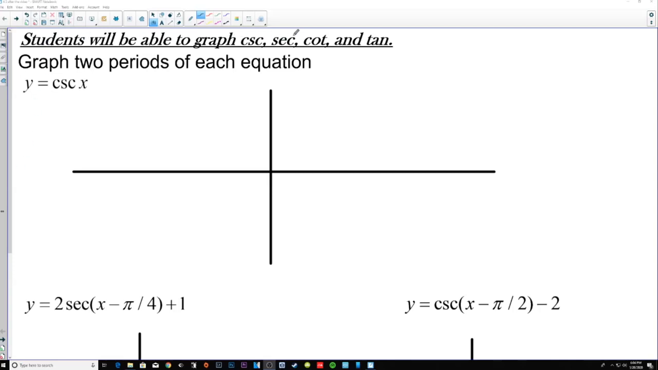Students will be able to graph cosecant, secant, cotangent, and tangent. Graph two periods of each equation. Here we're going to graph cosecant. So we're going to start out by graphing sine.